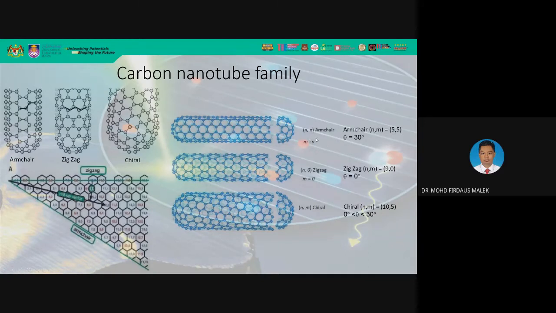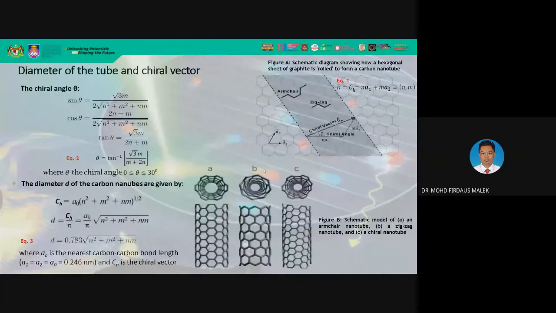Okay, the first one is the armchair, the zigzag and the chiral form. Okay, so as you can see here, this is the formation. So you can see the difference, the horizontal and the vertical form. Okay, it's the same. Okay, so you can see here. Okay, I will show you. Okay, this one is, okay, let me show you this one.